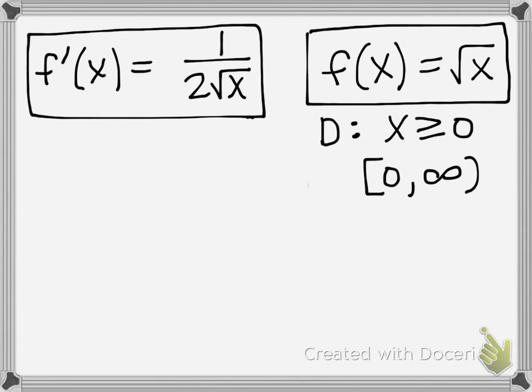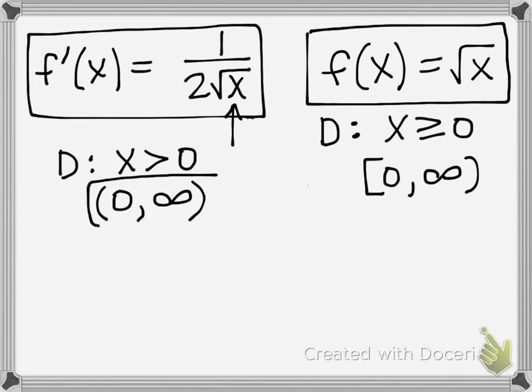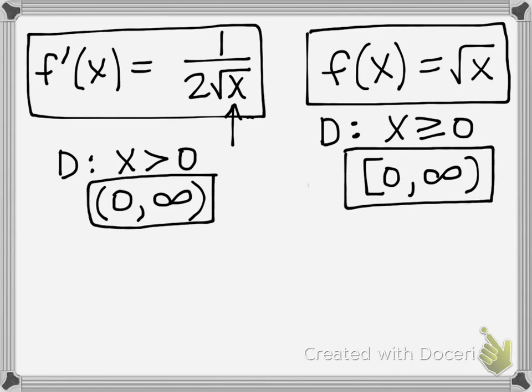However, for the derivative, even though we still have a square root, it's in the denominator of the fraction. So on this one, 0 will not work. So in the derivative, our x values just need to be greater than 0. So in interval notation, our domain is going to be a parenthesis 0 to infinity. So here are our corresponding domains.